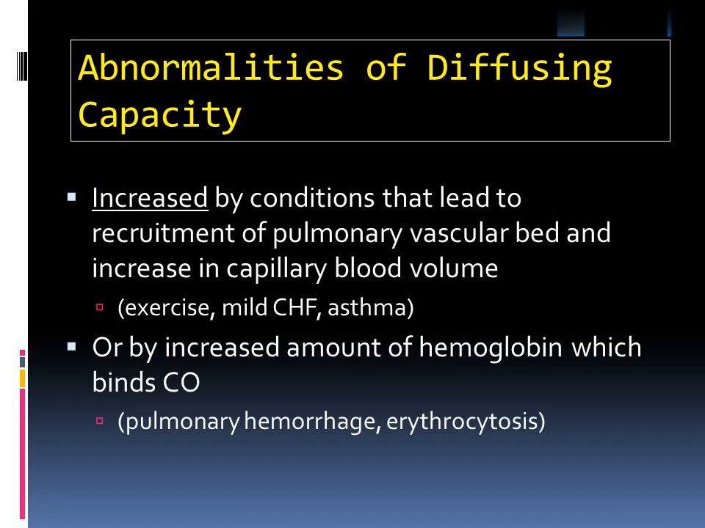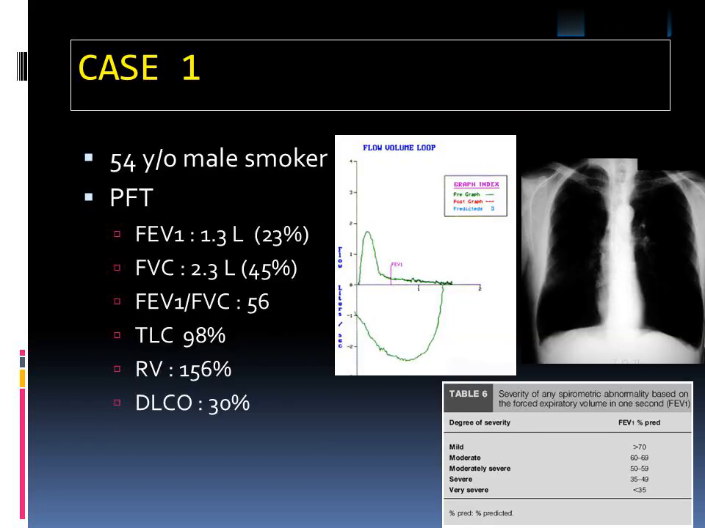Abnormalities of diffusing capacity. Increased by conditions that lead to recruitment of the pulmonary vascular bed and increase in capillary blood volume: exercise, mild CHF, asthma. Or by an increased amount of hemoglobin, which binds CO: pulmonary hemorrhage, erythrocytosis.